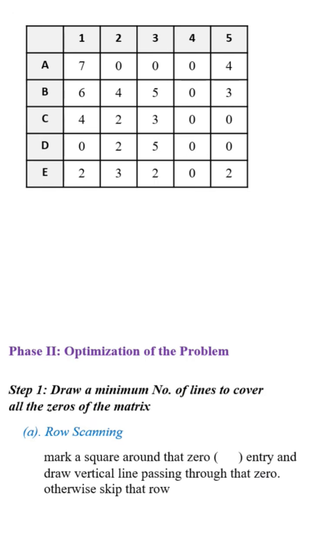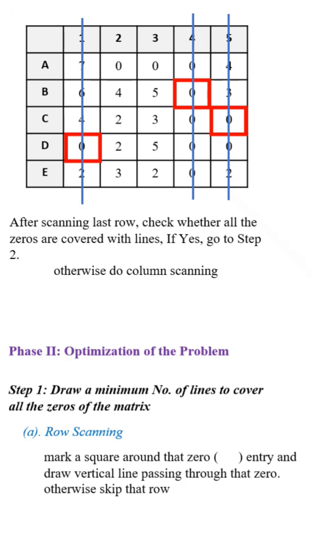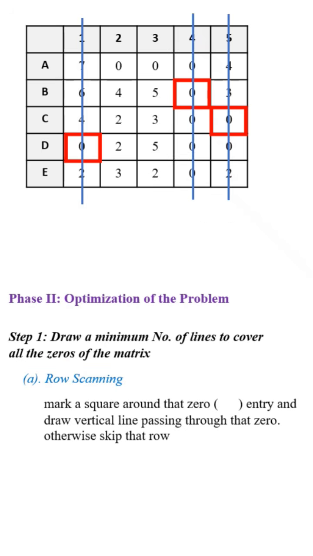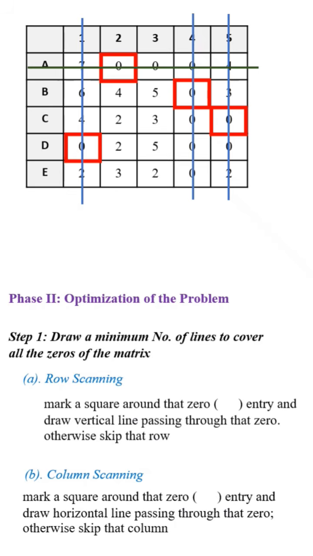Next, I have to go for the second phase. In the second phase, first I have to go for the row scanning. In this, mark a square around a 0 and draw a vertical line if the row has only one 0. Similarly, I have to go for the column scanning. In the column scanning, draw a horizontal line if the column has only one 0.